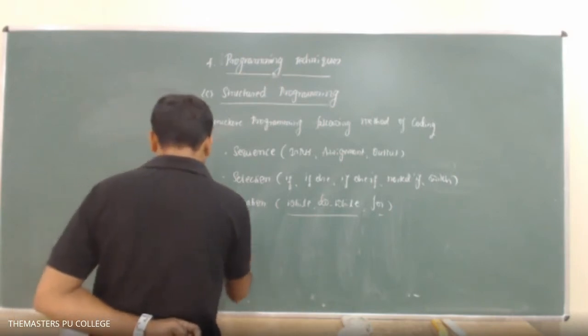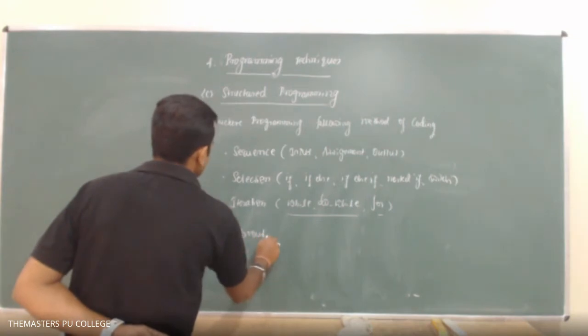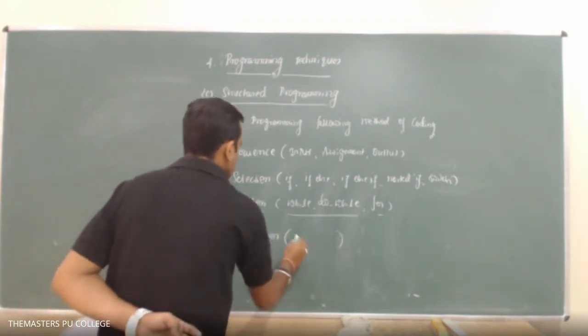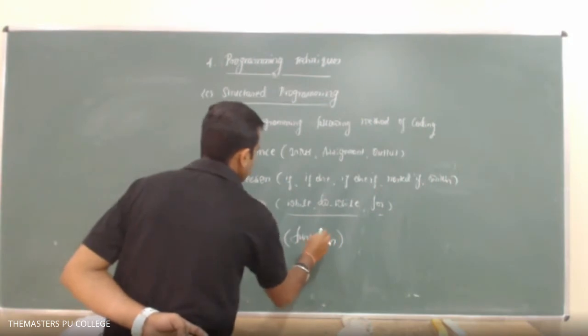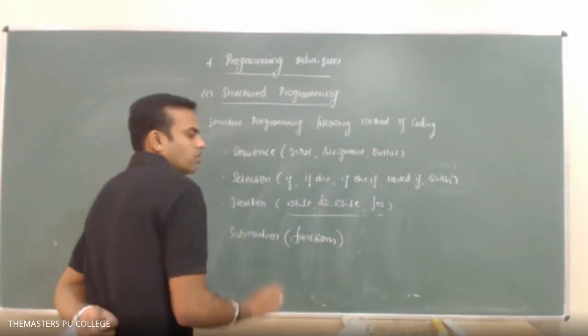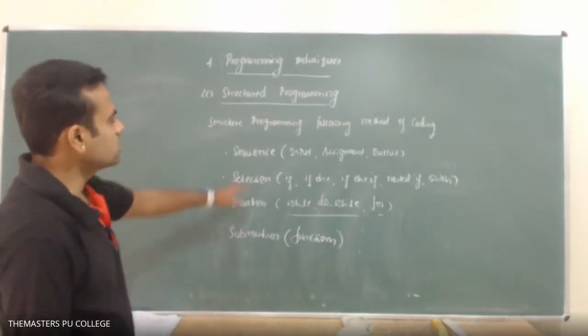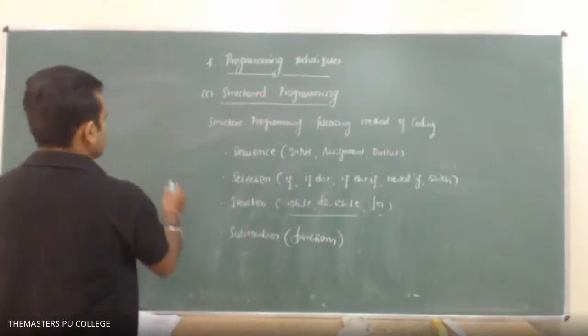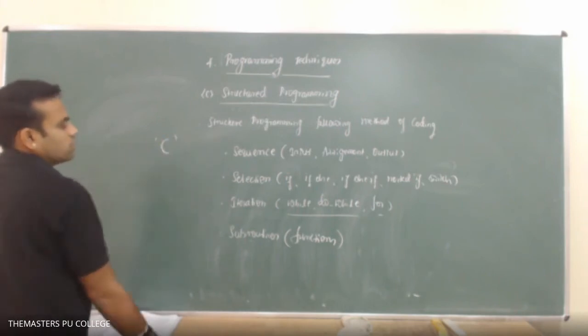One more is subroutines. We'll call it subroutines. It repeats the execution at given time, functions. It's one of the chapters you have in your first PUC. When it comes, I will explain about functions. So this is structured programming. The best example of structured procedural oriented programming is C programming.